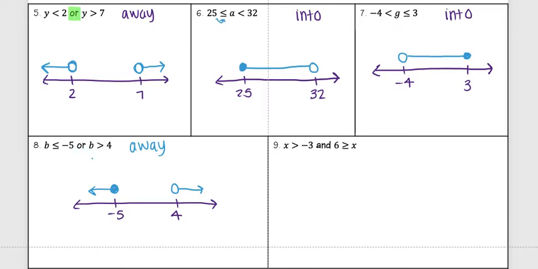The next one was an or, so I know my graphs are going to be pointing away from each other. And I had less than or equal to -5, so I needed a closed circle. This last one was an open.